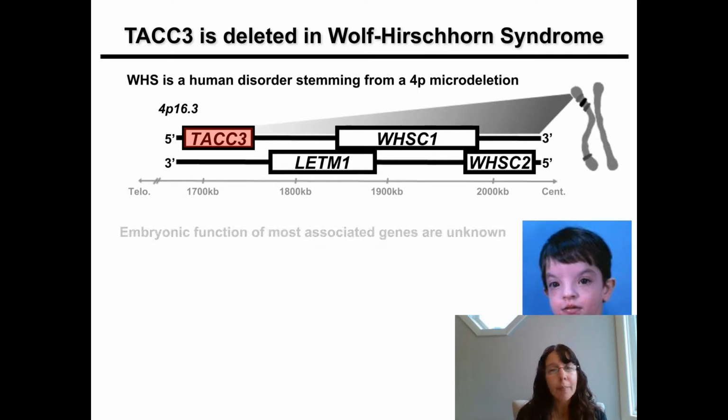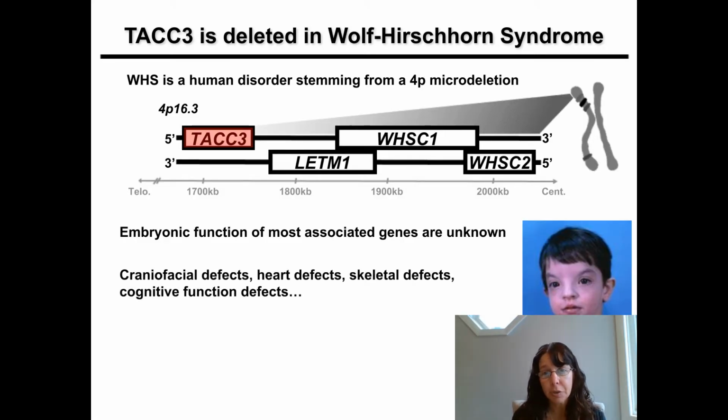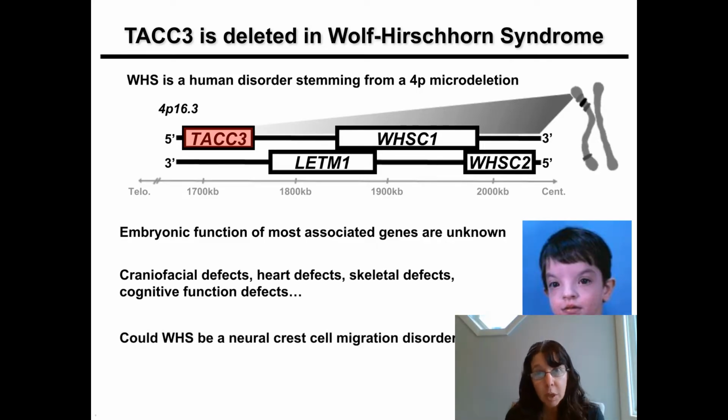And the embryonic function of most of these genes was unknown. The defects these children have are craniofacial, heart, skeletal, cognitive function defects. A number of these defects could involve a defect in neural crest cell migration. So we wondered if it could be a neural crest cell migration disorder. So we decided to test that by looking at the functions of these different genes, the expression and the effect on knockdown.